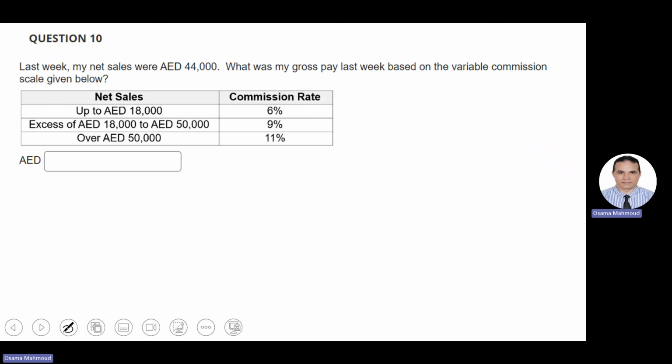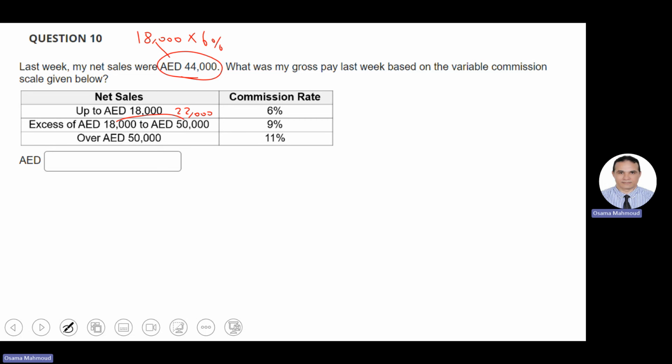The last question here is a scale of different commission rates. Up to 18,000, you will get 6%. So how much did he get? This 44. So you slice this 44 into the first 18, you multiply by 6%, okay? And from 18 to 50, this is exactly 32,000, right? Okay, he got 44,000, right?